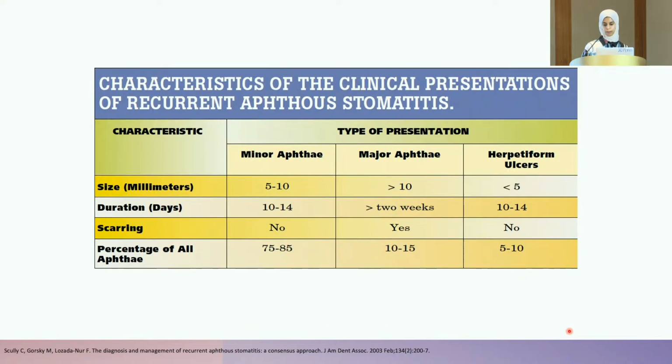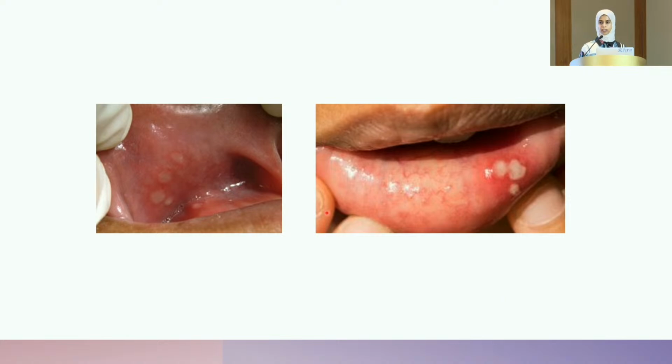And this is the typical clinical presentation of recurrent aphthous stomatitis. We see round to oval shallow ulcers of the non-keratinized mucosa, like here on the upper and the lower labial mucosa, covered by a yellowish pseudomembrane, and then surrounded by this characteristic erythematous halo.